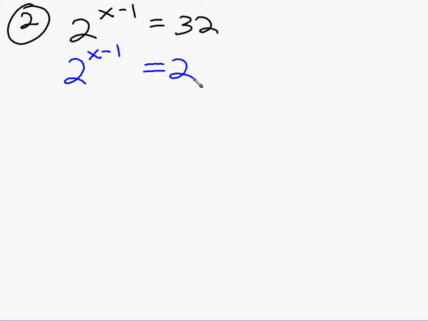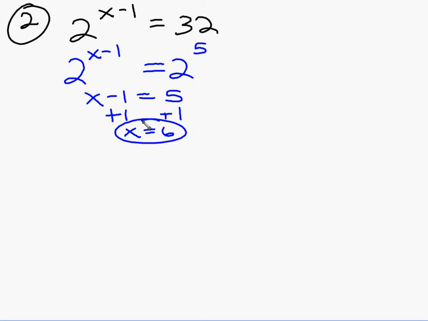Here, you try one. How about this one? 2 to the x minus 1 equals 32. I'll pause the video. You try that one. All right. I should have set 2 to the x minus 1 equal to 2 to the 5th, right? And once you've done that, then you can drop the 2's and you have x minus 1 equals 5. Add 1, don't skip steps. You'll make silly mistakes if you do. It's 6. So those first two are pretty easy.